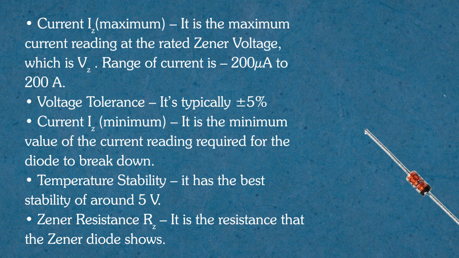Next is the temperature stability. The Zener diode has the best stability at around 5 volt. So around the voltage level of 5 volt, it has the best temperature stability. Next is Zener resistance Rz. It is the resistance that the Zener diode offers during the working condition, and it is denoted by Rz.